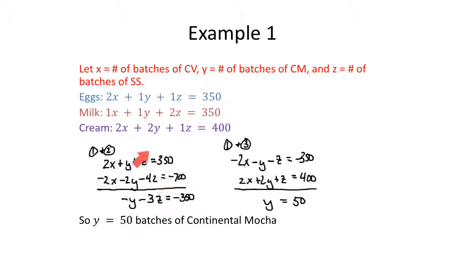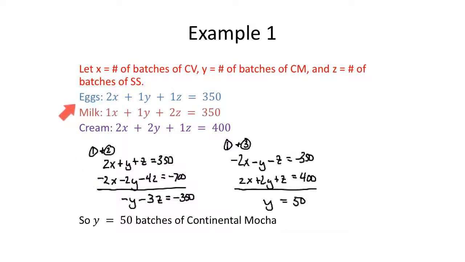We're going to add that to our egg equation. 2x minus 2x, they cancel out. Y minus 2y is a negative y. Z minus 4z is a negative 3z, equal sign. And 350 minus 700 is a negative 350.